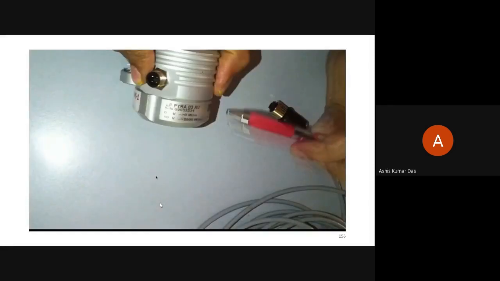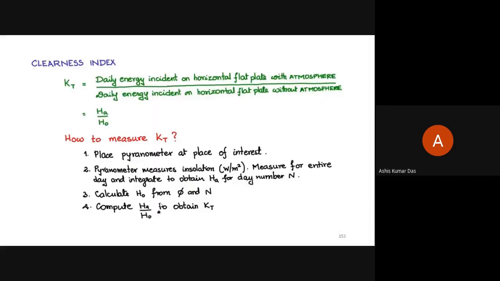Next we have to compute the H naught value. We know how to find this H naught: if we have the latitude and day number, we can compute it. After that, we take the ratio of HA to H naught, and this gives us the value of KT, the clearness index. If HA has been computed for a particular day number, the KT value is valid for that particular day only.